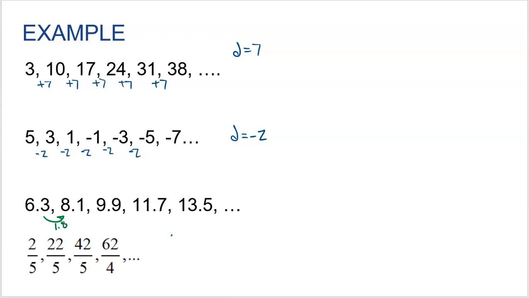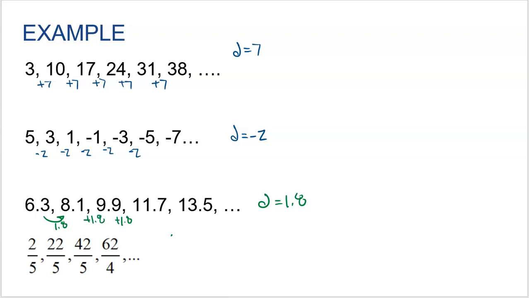Now let's check and see if that works. 9.9 minus 8.1 is also up 1.8. So I'm going up 1.8 every time. So again, that is a constant rate of change. Up 1.8, up 1.8, up 1.8. So again, that's a linear function.